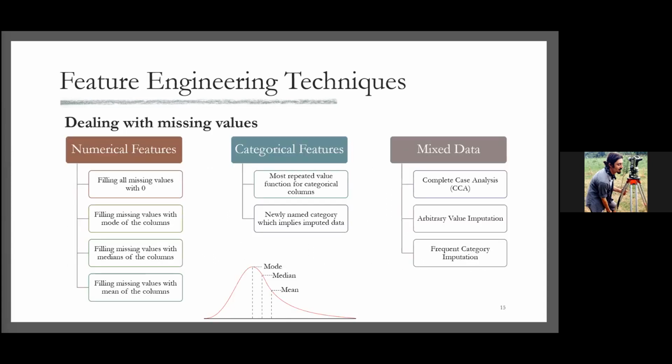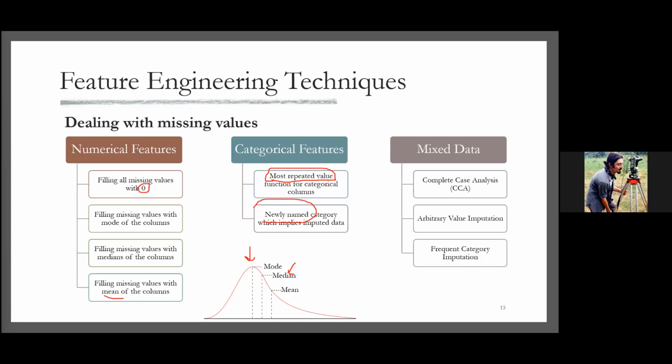So the simple ones first, for the numerical values. We can use 0 for all the missing values, or we can use the mode of the column, which means the most used value in the numerical column, or we can use the median, which is the middle value when you write down all the numerical values in ascending or descending order, or we can basically use the mean of the column for the missing values. And for the categorical ones, we can use the most repeated value for the missing part, or we can create a newly named category, which implies the imputed data.